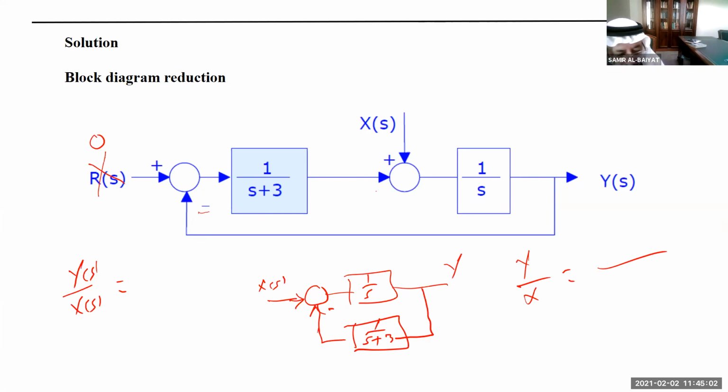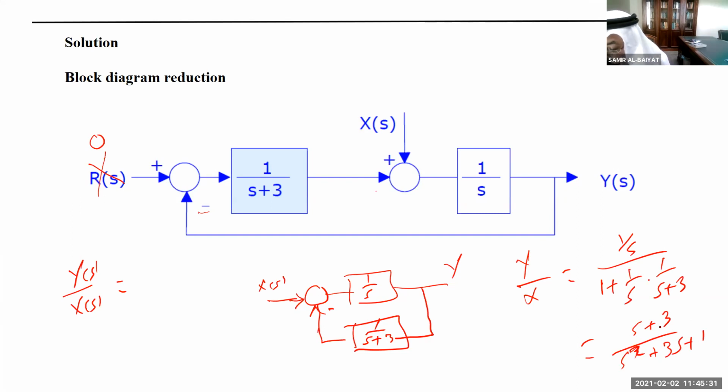1 over f, 1 over s over 1 times. You can do it directly without this shape. If you simplify, this is going to be s squared plus 3s plus 1. However, in the numerator, I will have s plus 3. You could do it directly. Look, this is 0. So this is the direct path.